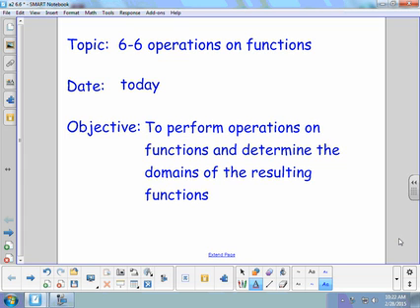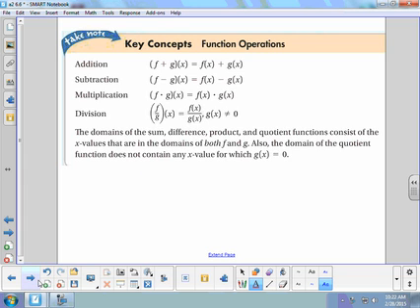Alright, today we are doing 6-6, operations on functions. Our objective is to perform operations on functions and determine the domains of the resulting functions. These are the operations that we're going to be doing: adding, subtracting, multiplying, and division. If I were you taking notes right now, I might hit the pause button so that you can copy this down into your notes.